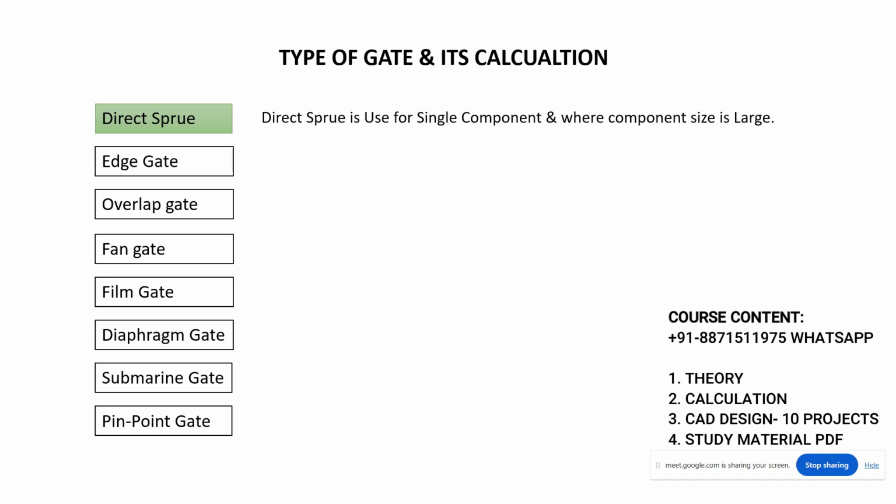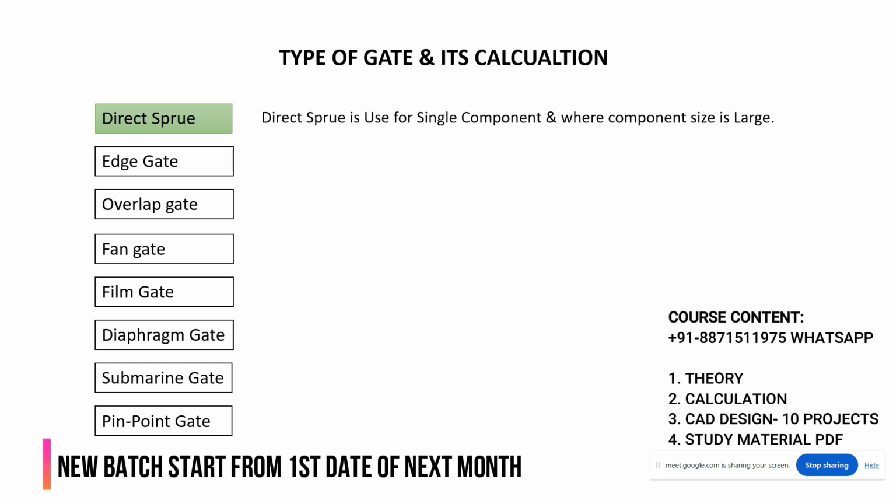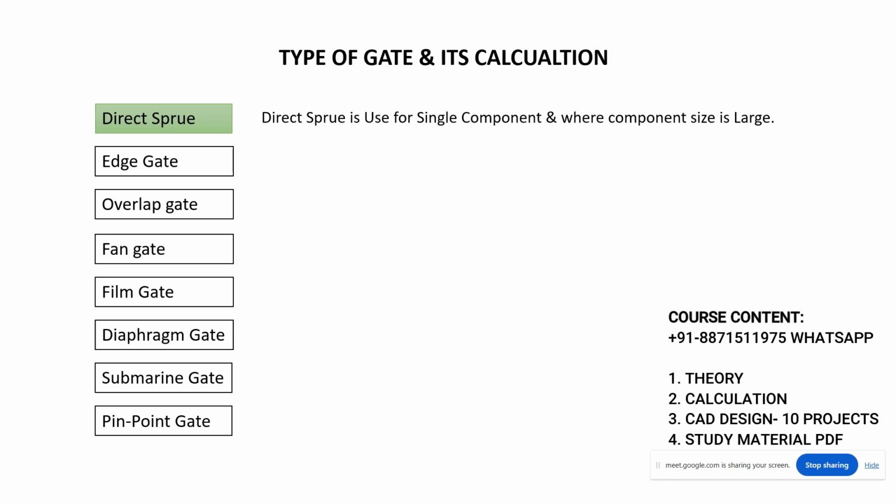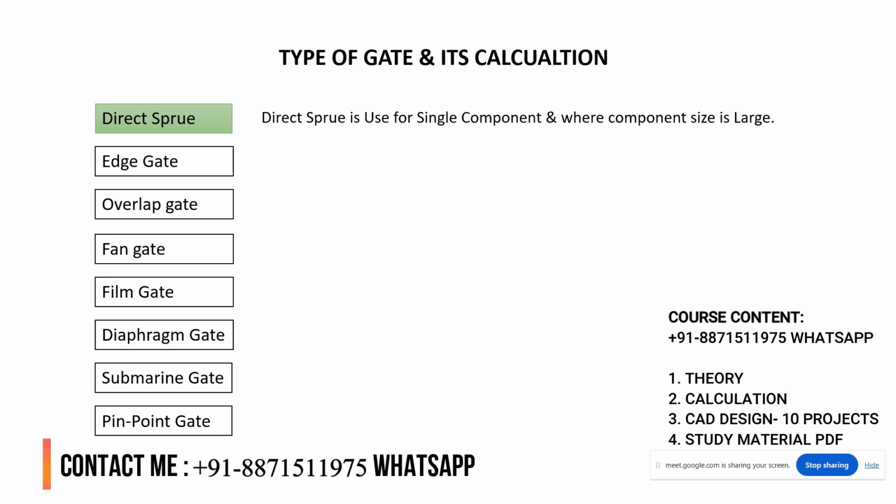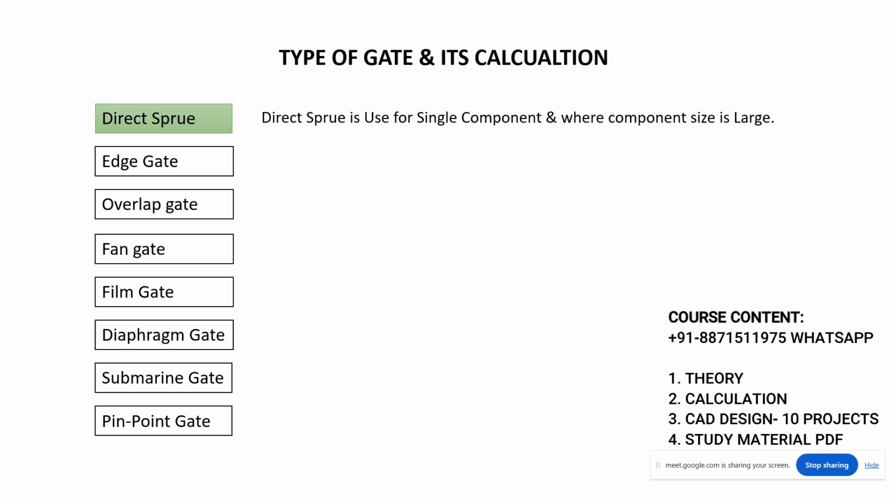We have discussed the direct sprue. We have discussed the screw diameter, and that the aperture hole should be greater than the nozzle diameter.